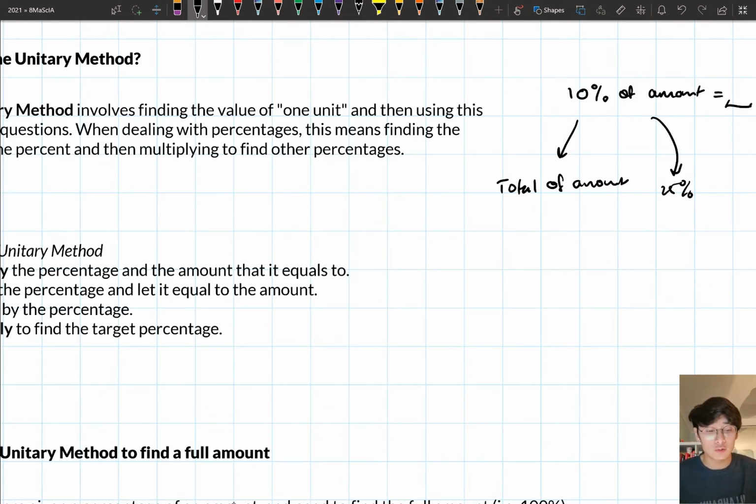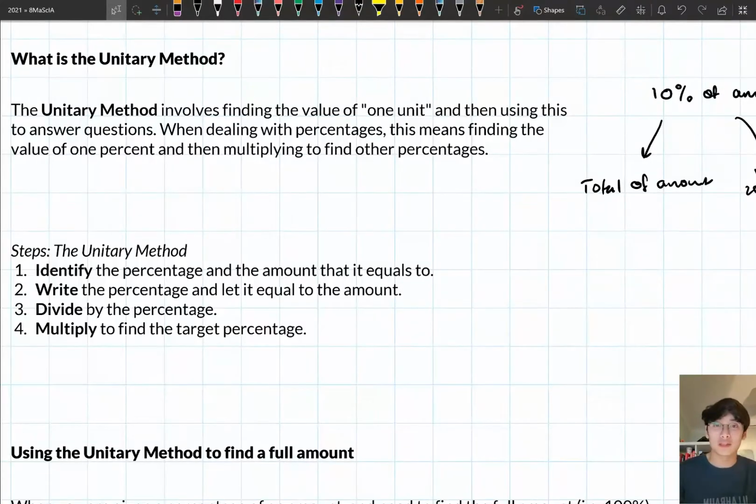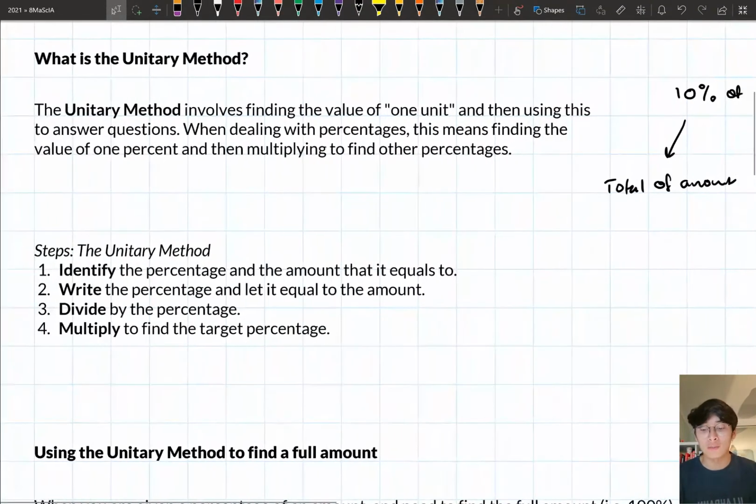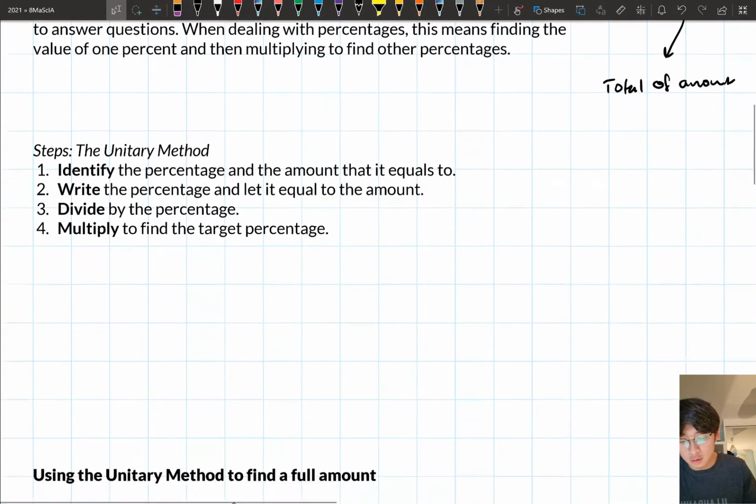And the way that we do this is we actually need to get from 10% to any other percentage. We start off by going back down to one unit, the unit that can go anywhere, which is 1%. And so when we go down to 1%, that helps us to actually go out and find these other percentages. Let me show you what this looks like.